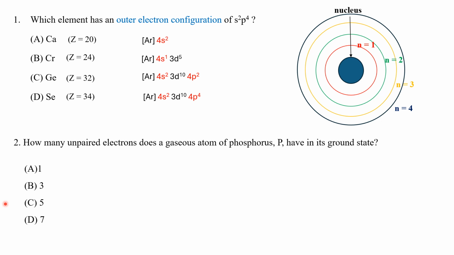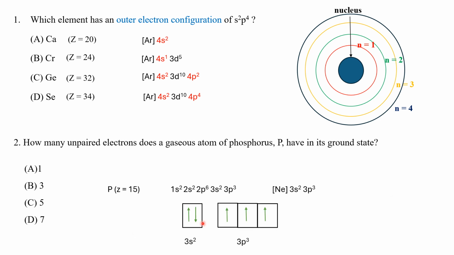Question number 2: how many unpaired electrons does a gaseous atom of phosphorus have in the ground state? The phosphorus atomic number is 15. If we write the configuration, it is 1s2 up to 3p3, or in the noble gas notation, neon 3s2 3p3. So let's draw the orbital diagram for the 3s2 3p3 valence electrons.